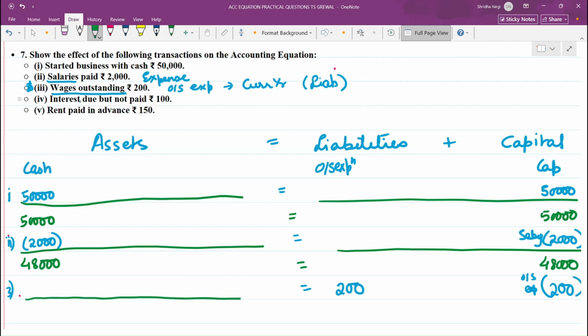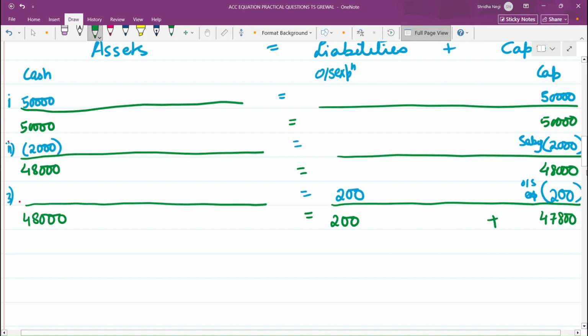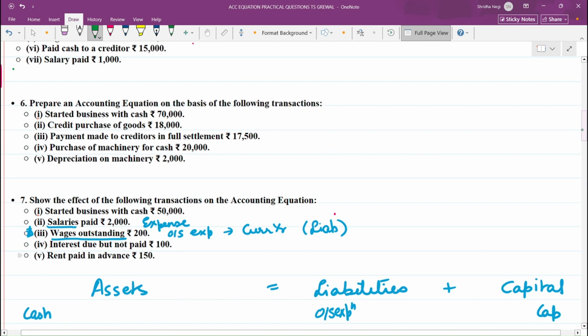Be very careful. जब भी outstanding prepaid आएगा, you have to see whether it's an asset or liability, and whether it will affect the capital account or not. तो third वाले में your cash will come down 48,000. Liabilities में अभी outstanding expense आ गया है, plus 48,000 minus 200. तो कितना हो गया? 47,800 is the capital. Okay. Now let's see the other transactions.